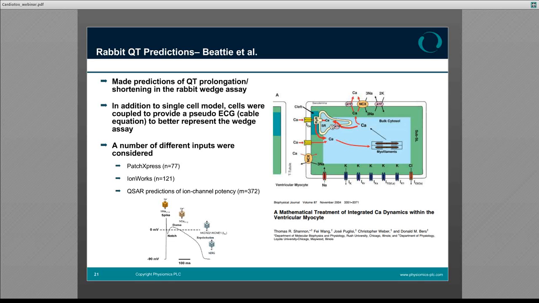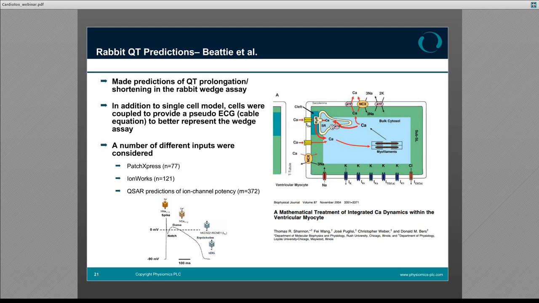Now there's a recent model describing rabbit QT predictions by BT et al. And they made predictions of QT prolongation or shortening in the rabbit wedge assay. In addition to testing a single cell model, they tried to replicate a little bit of the physiology that exists within a wedge assay by creating a cable equation, a cable model. This involves stringing together a bunch of single cells to look at the propagation of excitation along a cable. This was done to better represent the wedge assay.